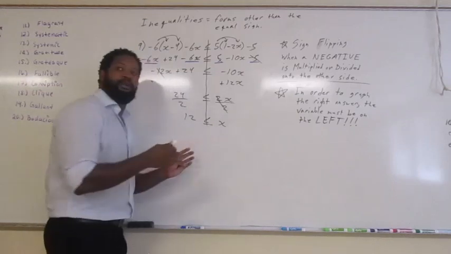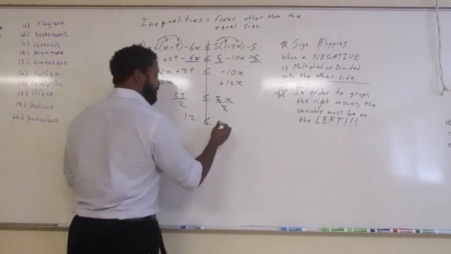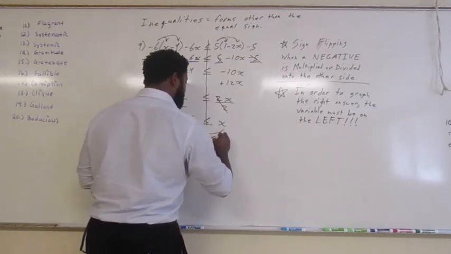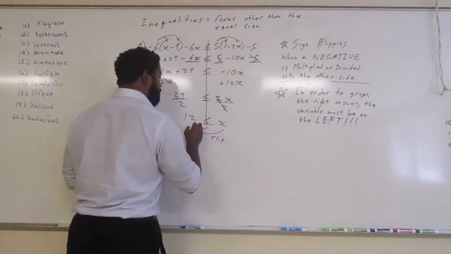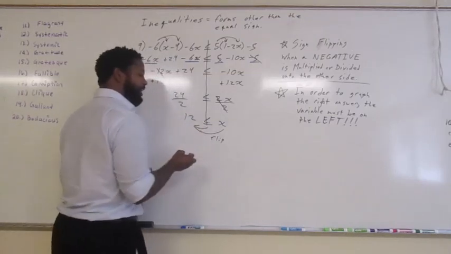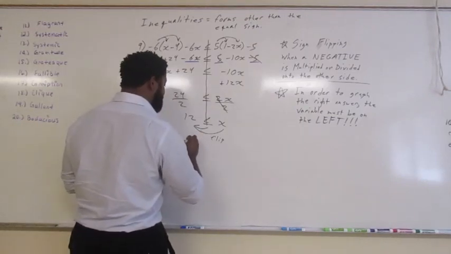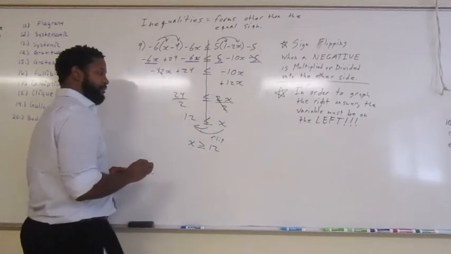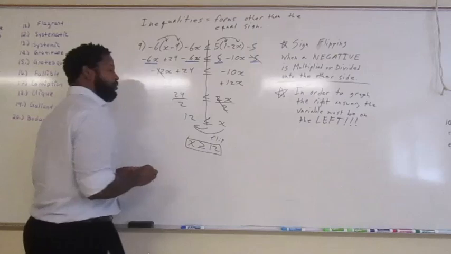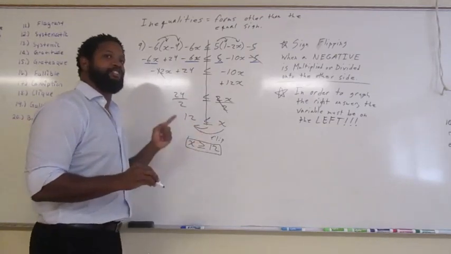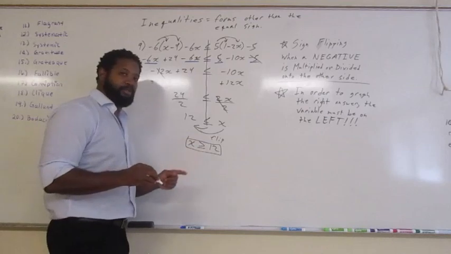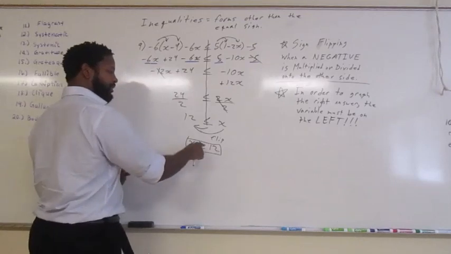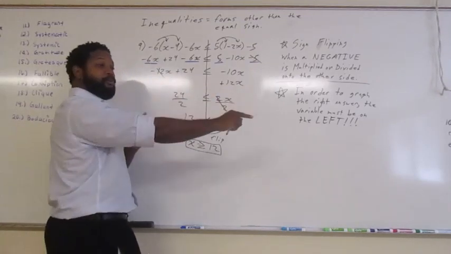Okay? All you have to do, here's what you do: you flip it. You flip everything. So therefore, it will read x is greater than or equal to 12, okay? 12 being less than or equal to x is just like saying x is greater than or equal to 12. That way, your graph will be going in the right direction.